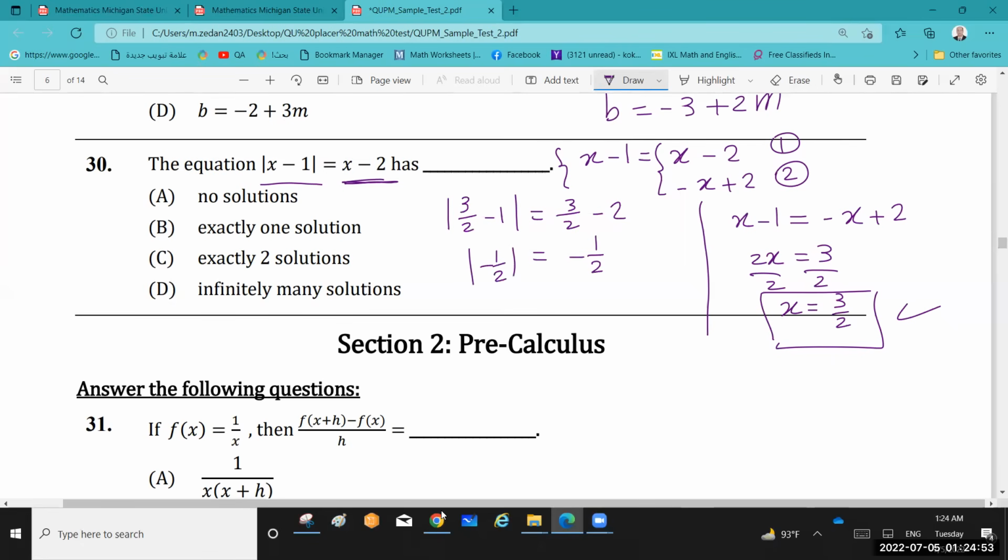The absolute value of a positive value would have to be equal to a negative value. This is incorrect. You know the absolute value of -1/2 is 1/2. The absolute value is always a non-negative number. So here we don't have any solution for this equation. We do not have any solution.